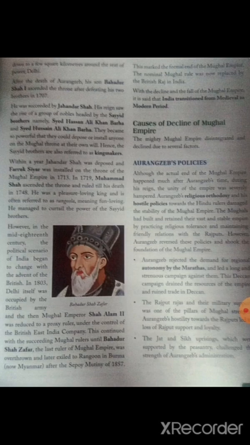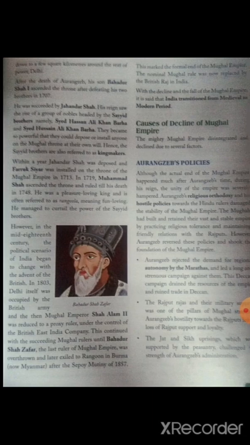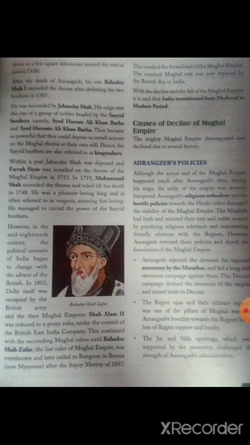Now after this we shall learn the causes of the decline of the Mughal Empire. The mighty Mughal Empire disintegrated and declined due to several factors. So, the first point is Aurangzeb's policies. Although the actual end of the Mughal Empire happened much after Aurangzeb's time, during his reign the unity of the empire was severely hampered. Aurangzeb's religious orthodoxy and his hostile policies towards the Hindu rulers damaged the stability of the Mughal Empire.